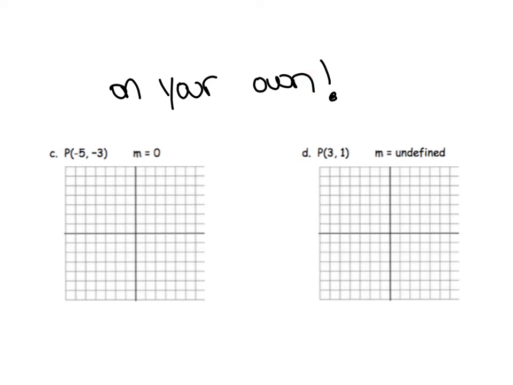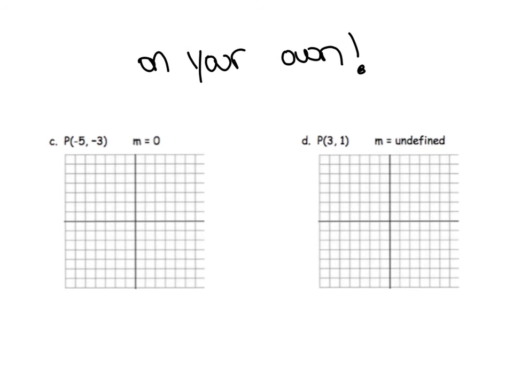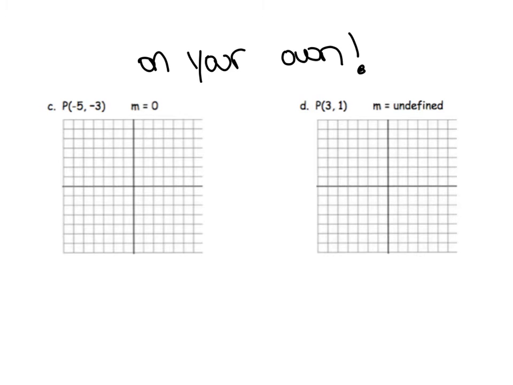And of course, here's just a few more for you guys to do on your own. Notice, hopefully you guys recall, these should be really simple. The slope is the zero slope, so hopefully you recall what a zero slope looks like. Next one is an undefined slope, and hopefully you recall what an undefined line looks like.